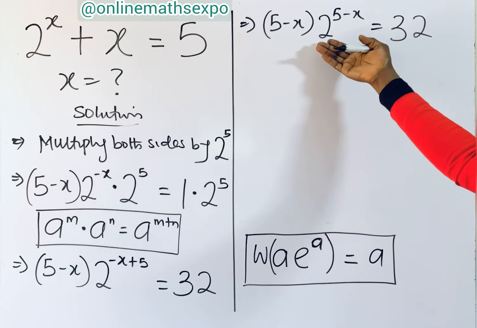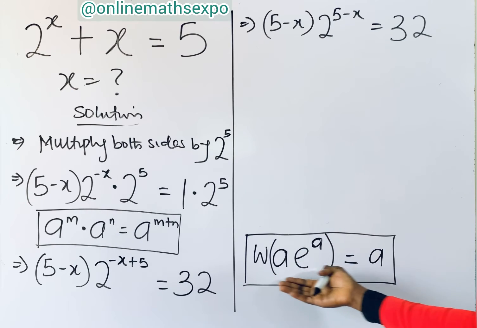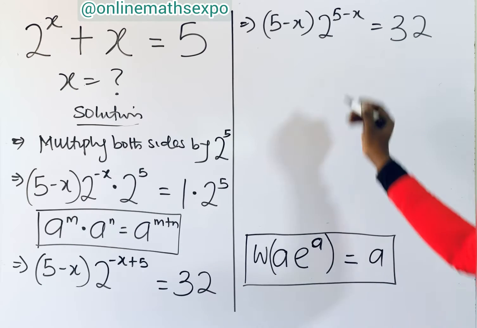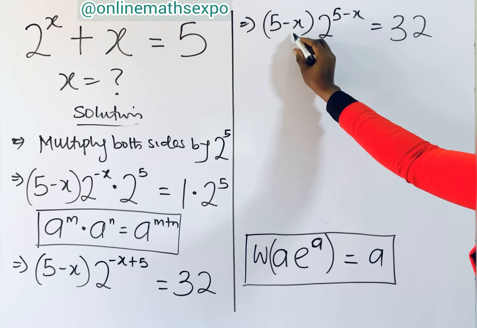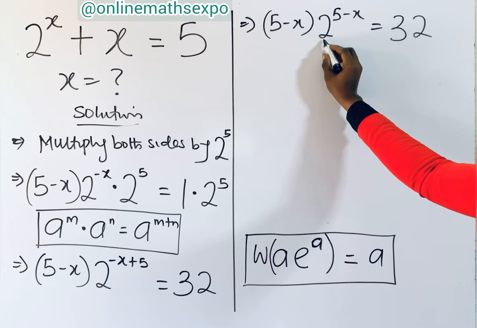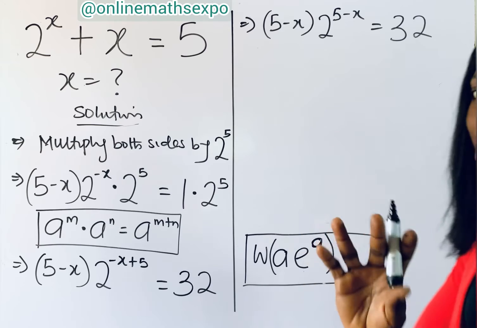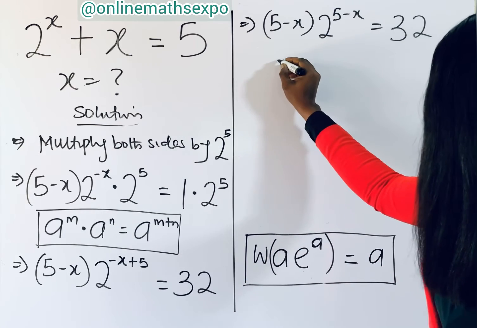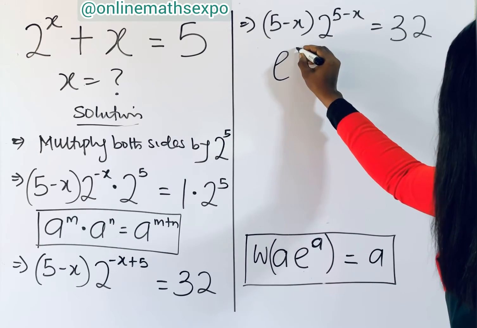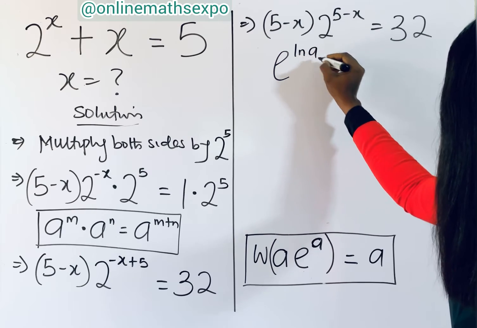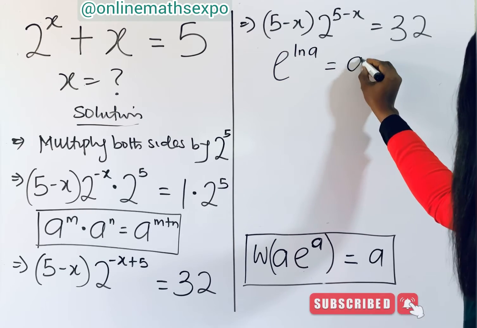But remember that our target is on using this. So you see that the power and this are the same, but this 2 is not supposed to be there. They were supposed to have this e. So you are going to recall that for every e to the power of ln of a, it is equal to a.